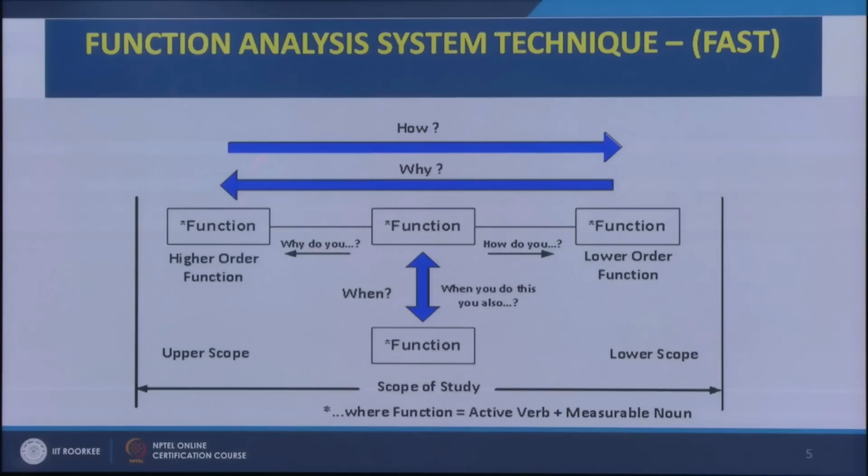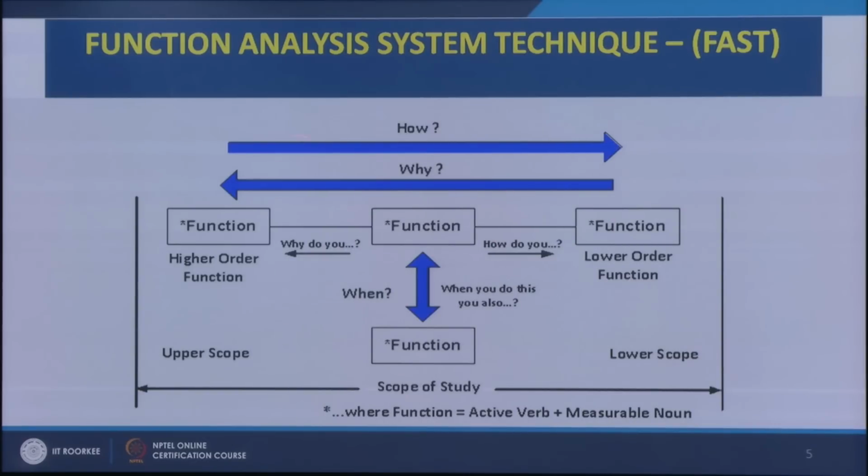This is a standard FAST diagram, Functional Analysis System Technique diagram. You can see there are two lines. This is vertical line number 1 and on the right hand side vertical line 2. These are the scope of study. These are the boundary lines for the study, and all the functions will be listed inside.